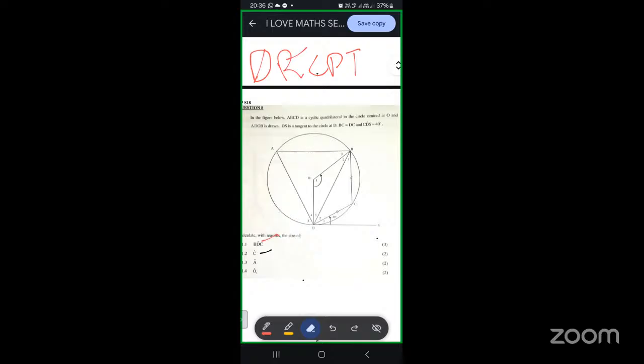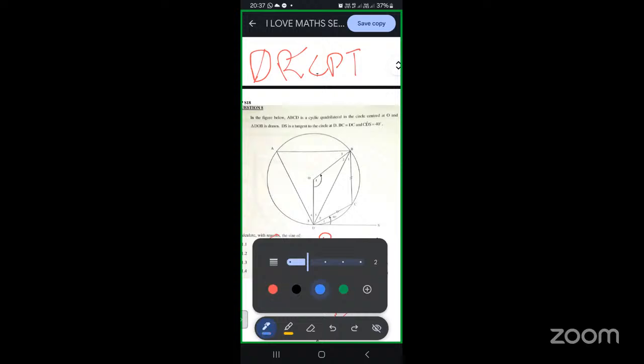Okay, the properties of a cyclic quad. The first one, and the one we use the most, is that if this is a cyclic quad, A, B, C, D, then opposite angles of a cyclic quad are supplementary. Therefore, this angle plus that angle will give us 180 degrees. The reason behind that statement will be: opposite angles of a cyclic quad are supplementary.